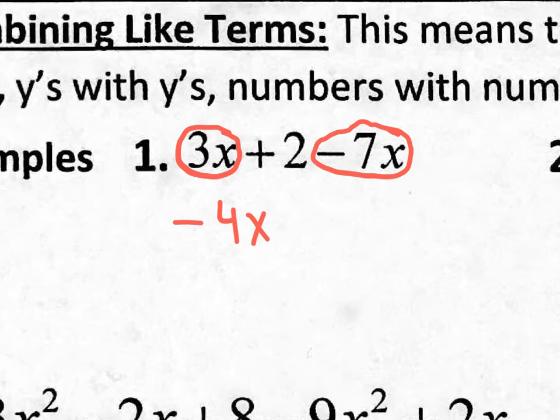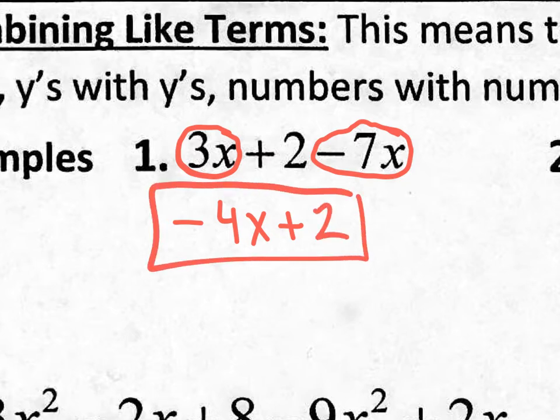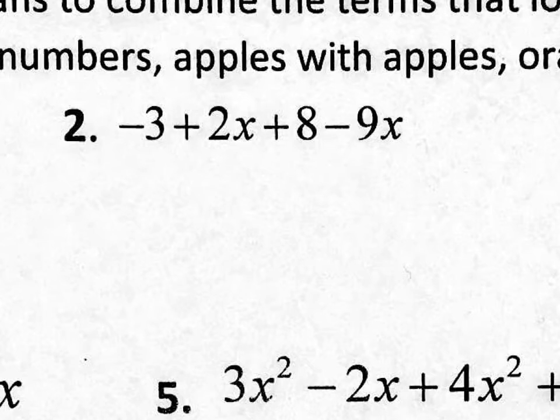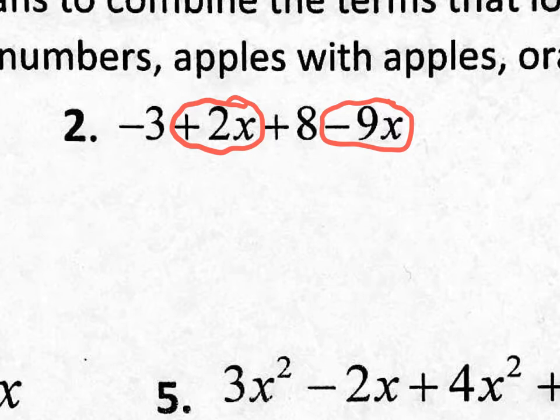And those are the only terms that are alike. Those are the only terms that I could combine. What about the plus 2? I need to bring it down. There's my final answer for combining like terms on number 1. Moving on to number 2. Again, we could combine x's with x's. So I'm circling it. I'm including the sign that's in front. That's positive 2x. That's negative 9x. Okay? Again, we're combining, right?